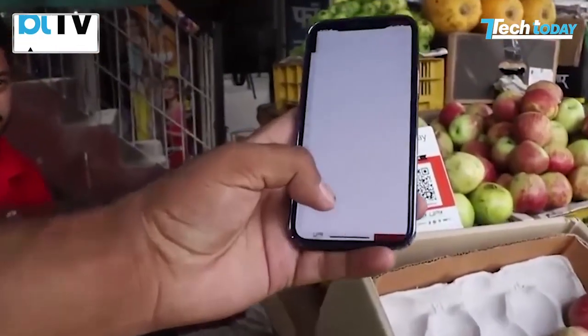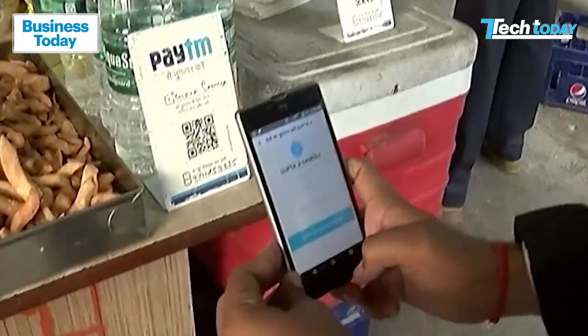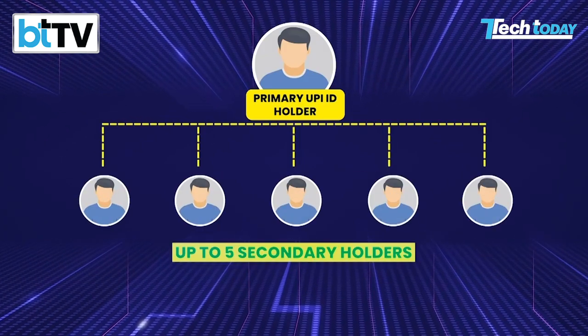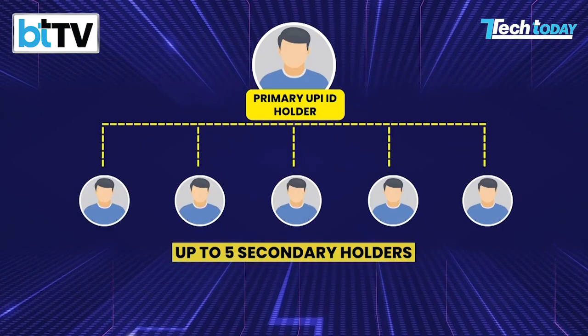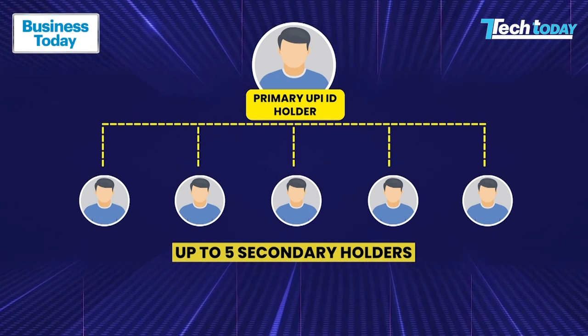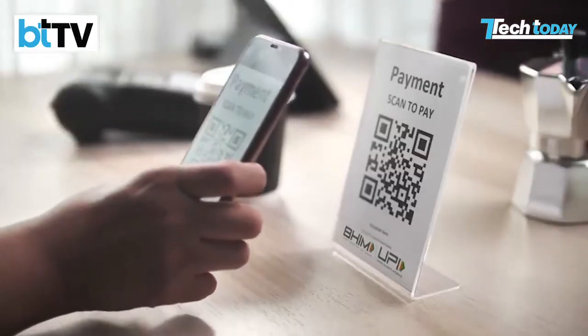This is all because of a new facility by NPCI called UPI Circles. Till now, if you're the one scanning the QR code, you're the one who ends up paying for it, right? Not for long. Because in UPI Circles, there can now be one primary UPI ID holder and up to 5 secondary holders. And all of these users can use a single UPI ID and a single bank account for all of these UPI transactions. So let me give you an example.